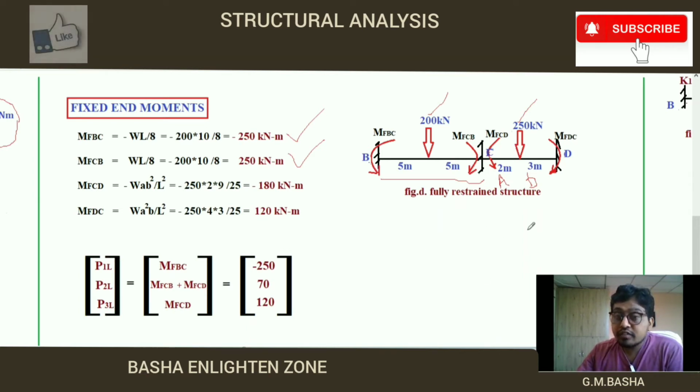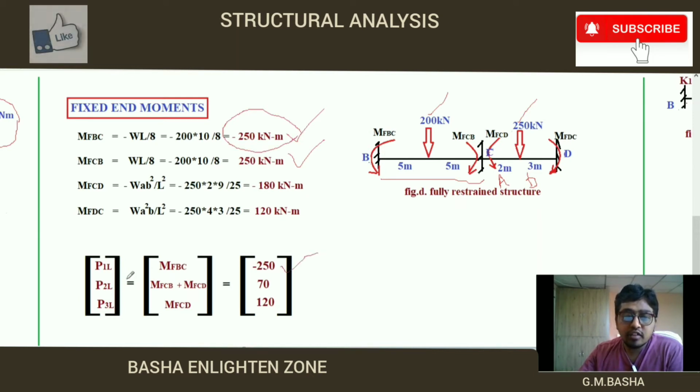So what are the fixed moments? P1L is based on the fixed moments. So what are the fixed moments at first coordinate position? At first coordinate position, there will be only one fixed moment, that is fixed moment BC. So that fixed moment BC will be equal to minus 250 kilonewton meter. We are taking that one here.